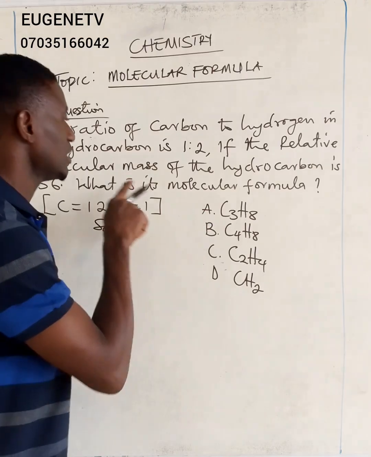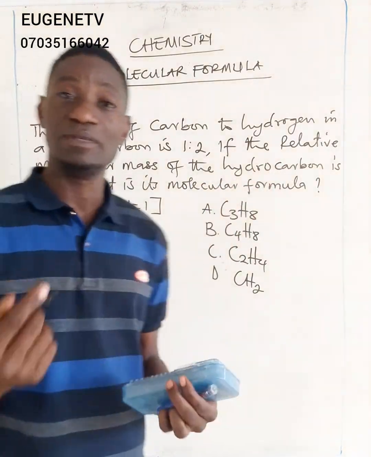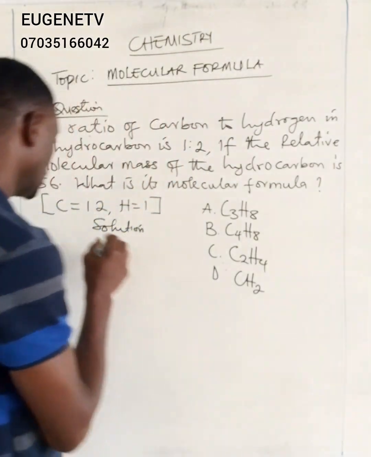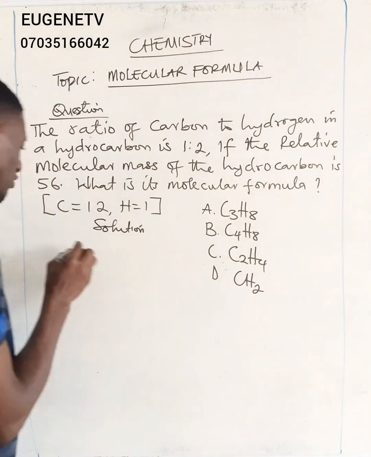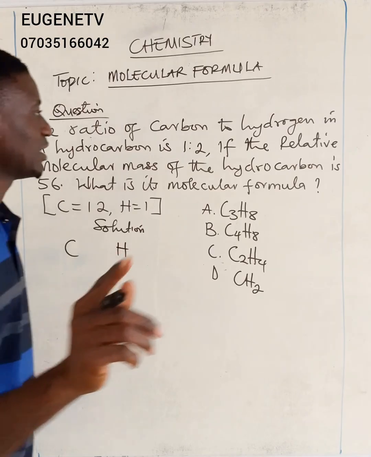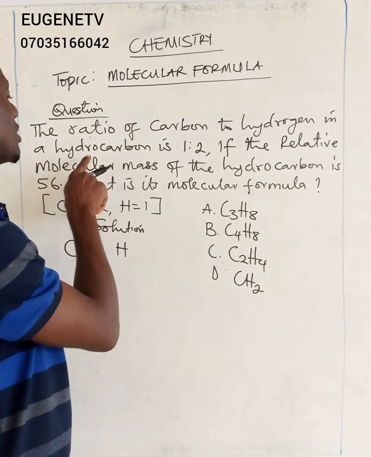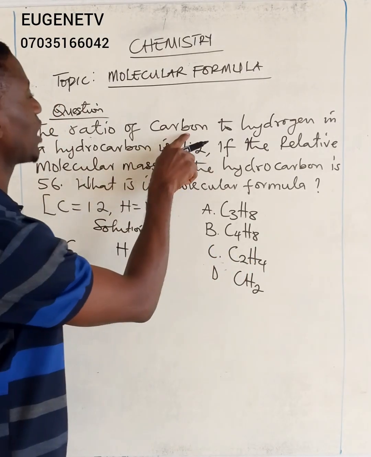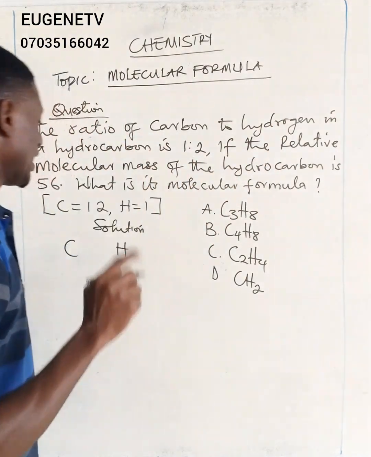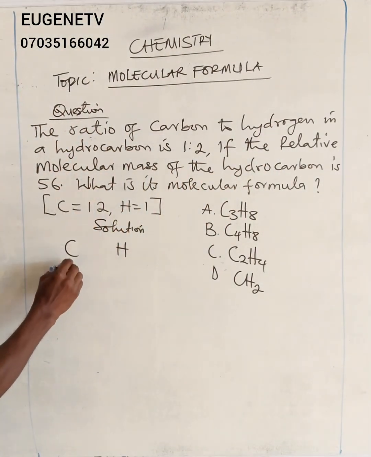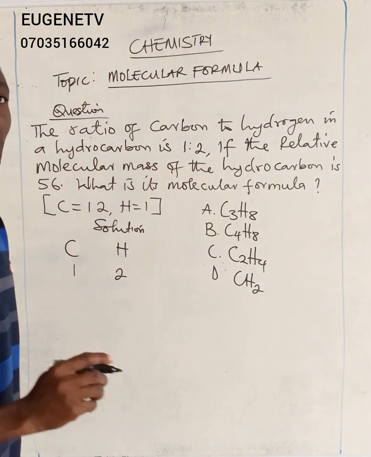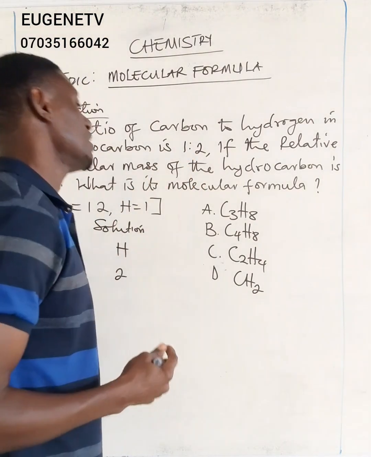Since the question says this compound is a hydrocarbon, a hydrocarbon simply means any organic compound that contains only carbon and hydrogen. So the compound must contain only carbon and hydrogen. And remember, the question tells us that the ratio of carbon to hydrogen in that hydrocarbon is 1:2, meaning that the ratio of carbon is 1, that of hydrogen is 2.